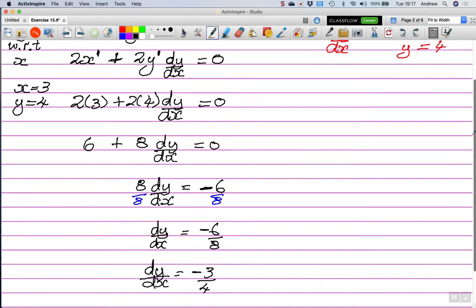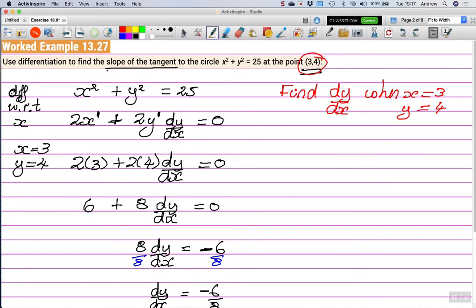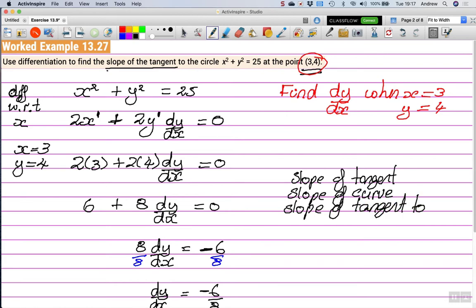And we've completed the question because the question asked us to find the slope of the tangent. And let's just do a quick revision of early lessons. Slope of tangent expression also means slope of curve. It also means slope of tangent to curve. Any of these phrases mean the same thing. And of course, it also means dy/dx. So that is the end of that problem.